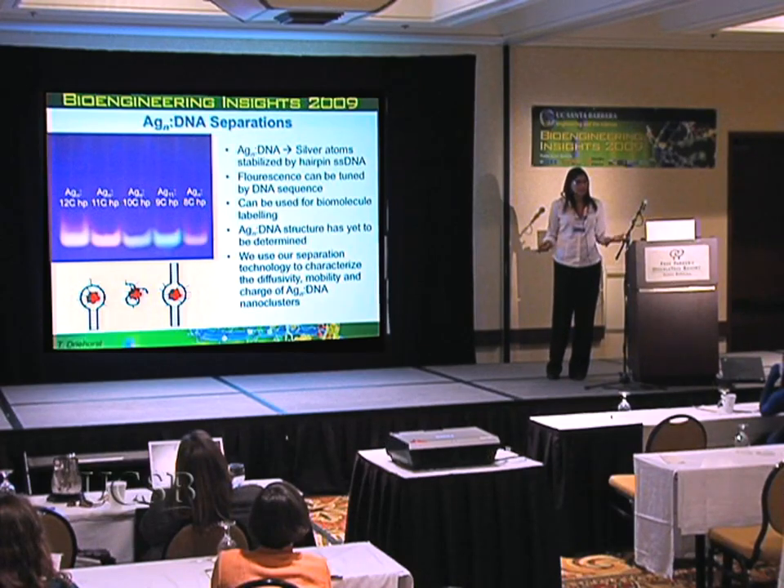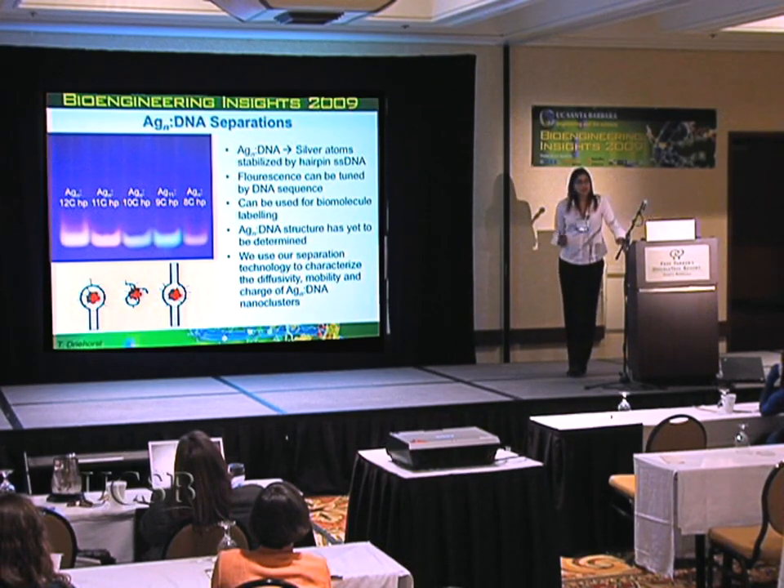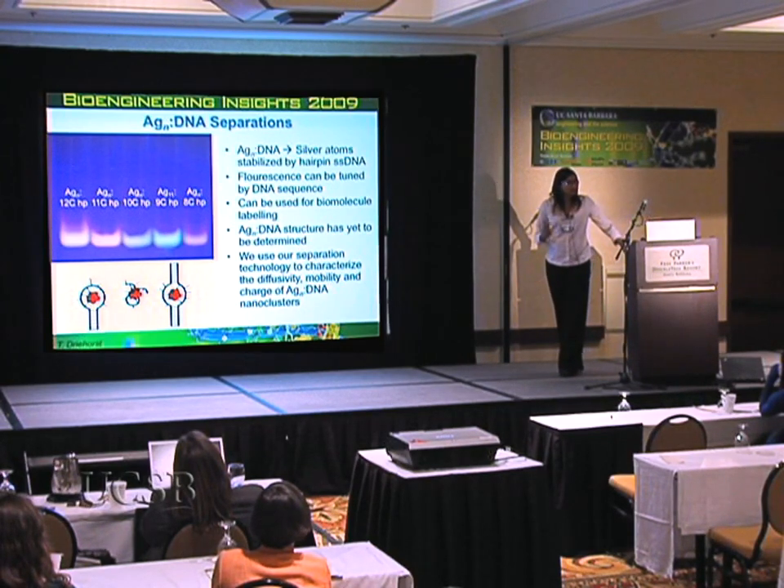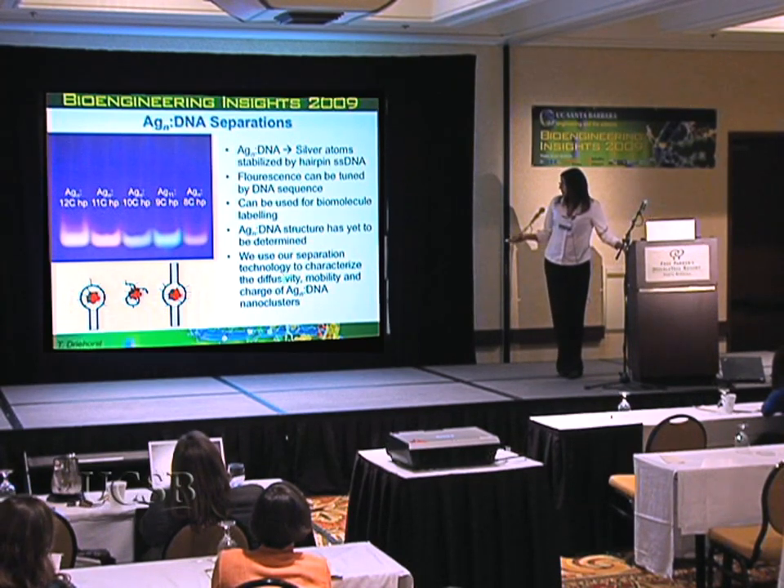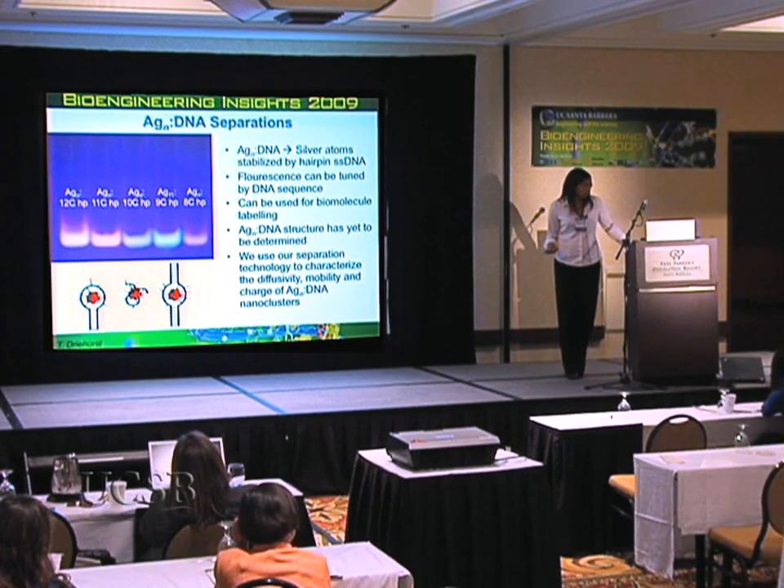They can use this as a fluorophore label. It's just yet another labeling technique. It can be used for biomolecular labeling, for DNA scaffolding, et cetera. And the fluorescence can be tuned by DNA sequence. However, not much work has been done to really determine what's going on, what the structure is, what's the size, what's the charge, what's the mobility, what's the diffusivity. And so we figured that we could use our separation technology to characterize the diffusivity, mobility, and charge of the silver DNA nanoclusters. Well, how do we do that?